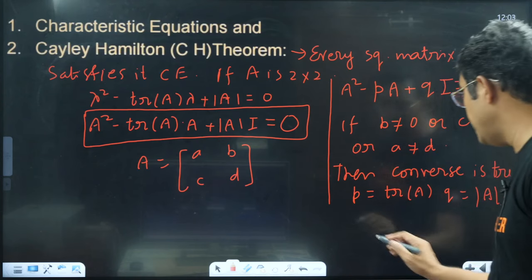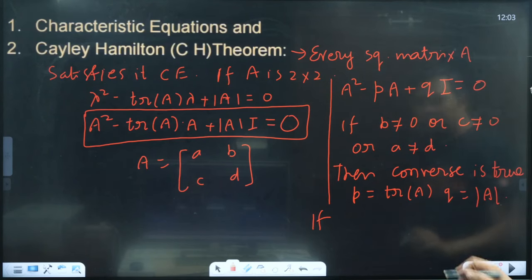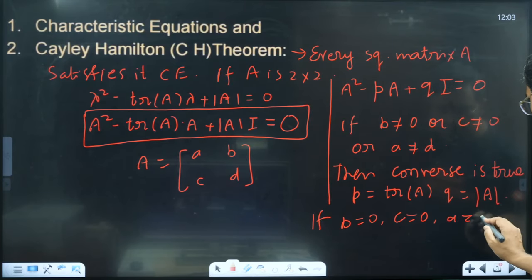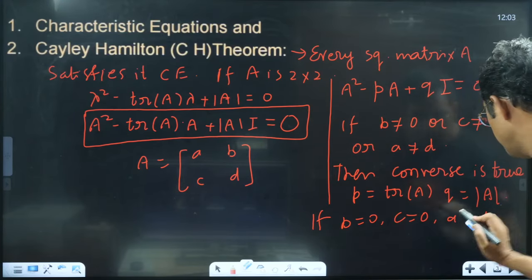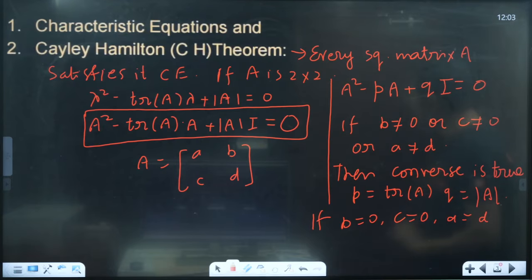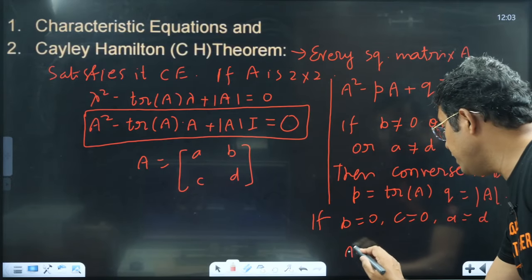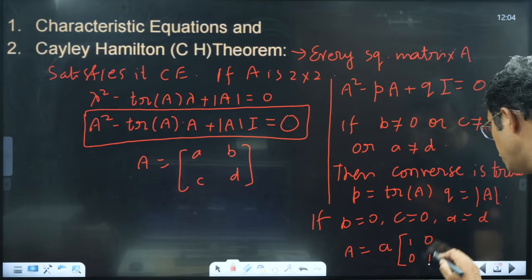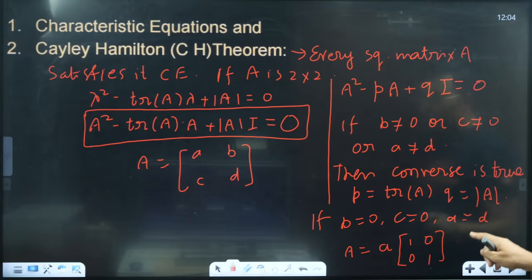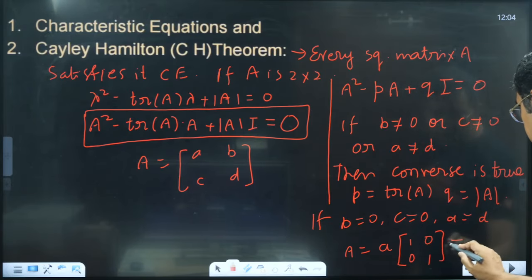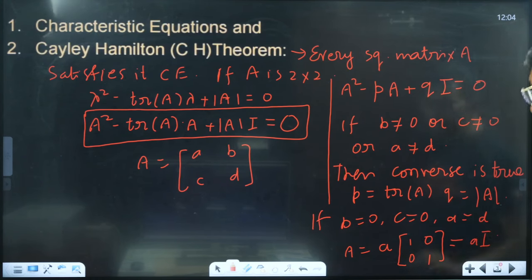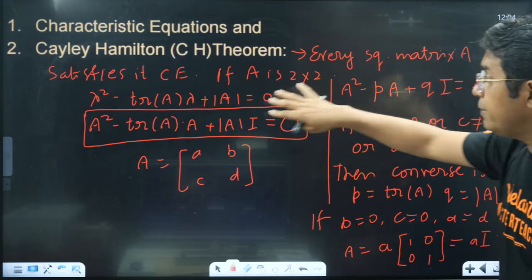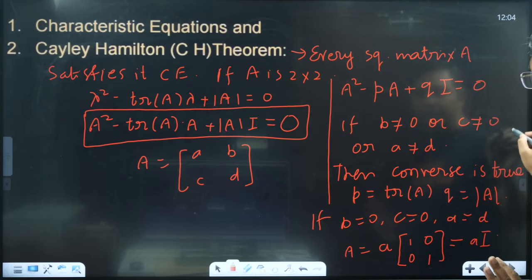So what I am saying is, if b is equal to 0, c is equal to 0 and a is equal to d, in that case you can see your matrix A will be equal to a scalar multiple of I, that is 1 0 0 1, because if b and c are 0 and a is equal to d, then A will be a scalar multiple of I. In that case we may get some other quadratic relations also which are not coming from the characteristic equation, but that's the condition I have told you.